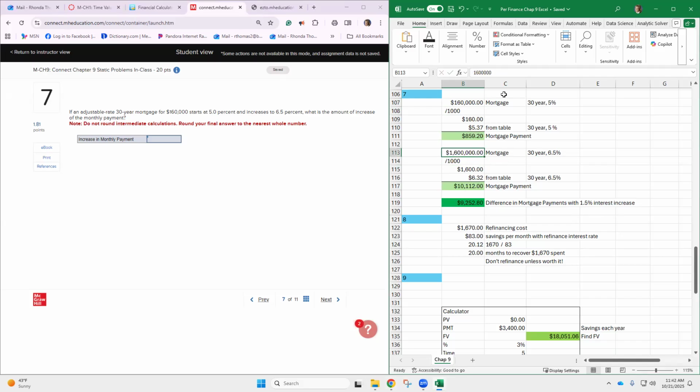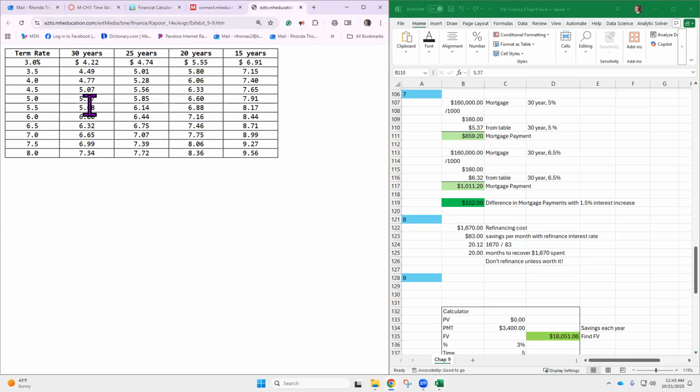Okay, so that's too much. Let's try this again. Okay, yep, all right, let's try this. So $159.20 with a mortgage of $160,000 at 5% for 30 years. We divided the mortgage by 1,000, then we went to the table of 30 years at 5% and we got 5.37. So 30 years at 5%, 5.37. Then we take the payment times 5.37 and we get a mortgage payment of $859.20 a month.